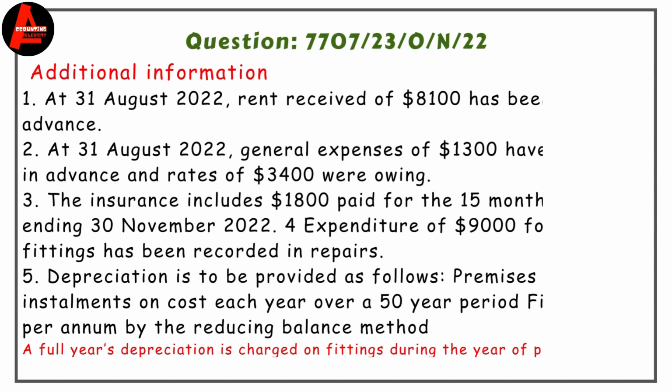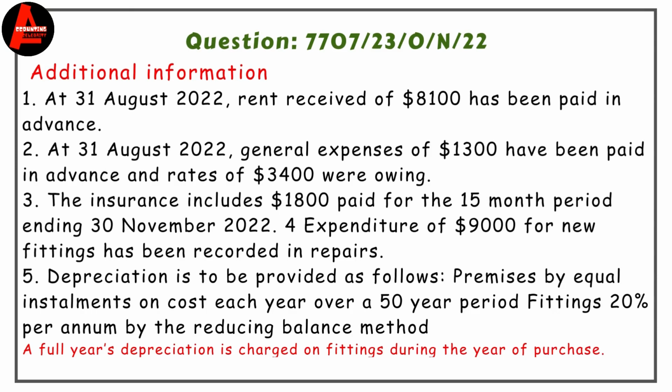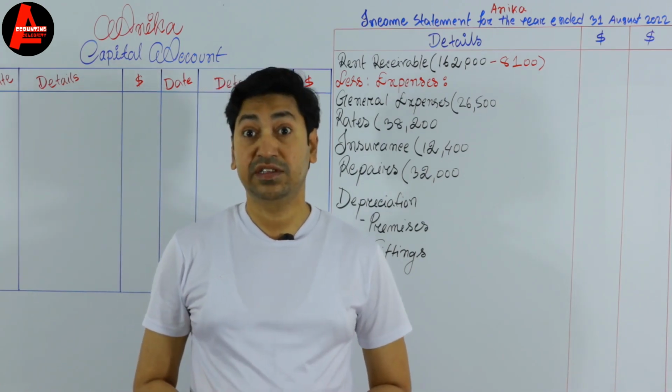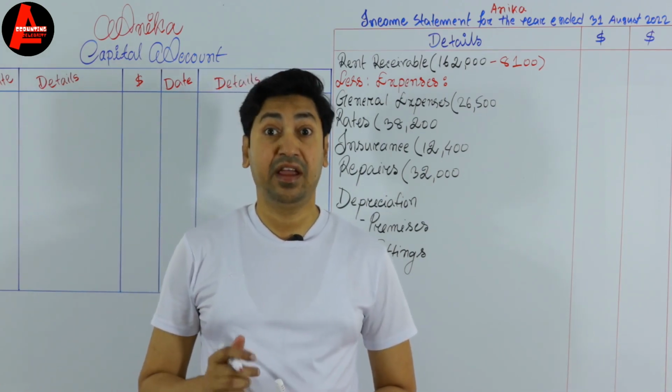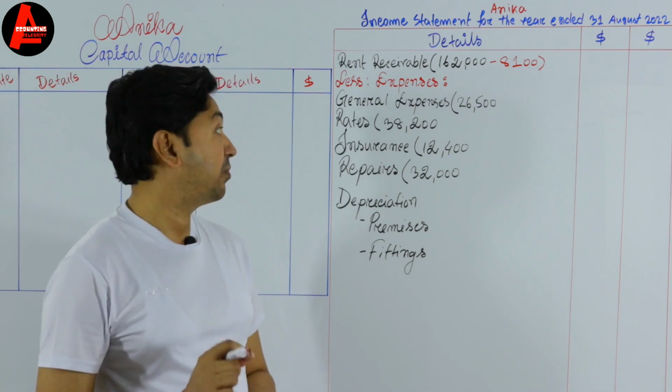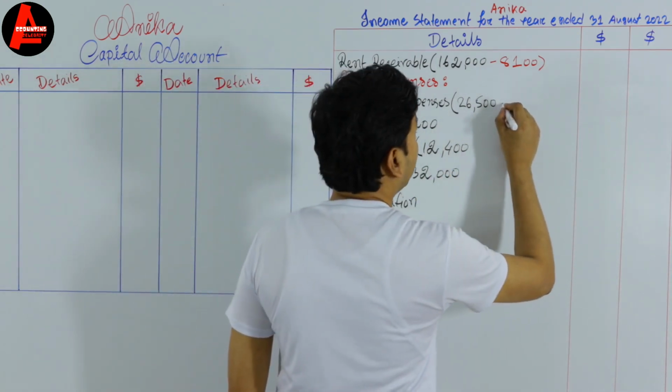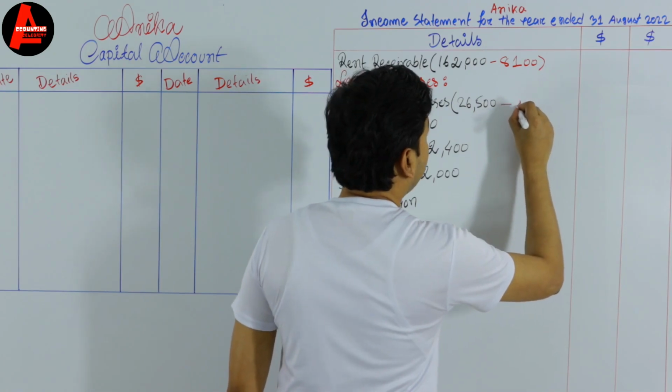The second adjustment is here. At 31st August 2022, general expenses of $1,300 have been paid in advance and rates of $3,400 were owing. So here we have two adjustments. General expenses, $1,300 paid in advance. So we know advance payment will be subtracted. So let us subtract this amount from the general expenses.